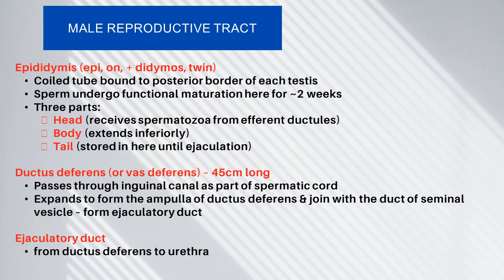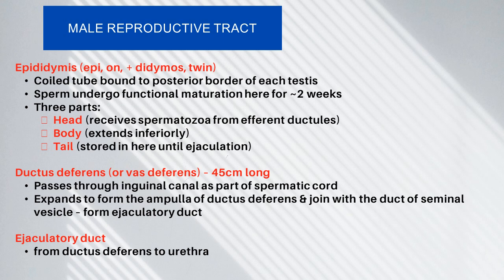And in epididymis, there are 3 parts. Okay? The head, body, and tail. And among these 3 parts, the tail part of epididymis will store the sperm cell until the ejaculation event occurs. Next, the sperm from the tail of epididymis will move to the ductus deferens or vas deferens. Okay?